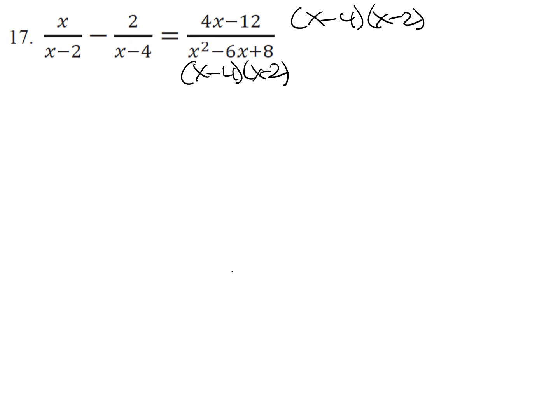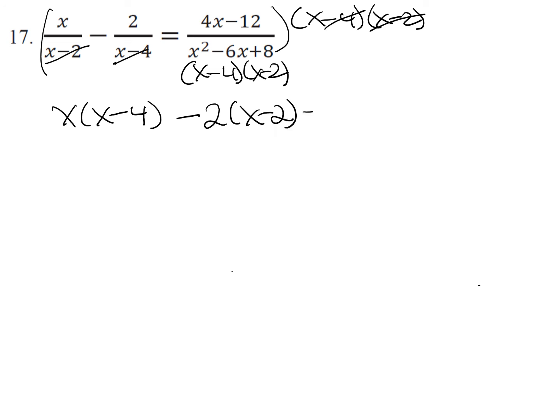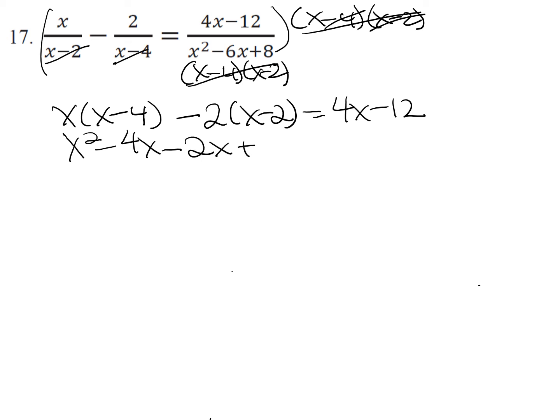Okay, so when I multiply that here, that and that will cancel. We'll get x times x minus 4 minus 2 times this and this will cancel. So 2 times x minus 2. And then this, all of that would cancel with all of that. So I'd have 4x minus 12. When I distribute, I get x squared minus 4x minus 2x plus 4 equals 4x minus 12.